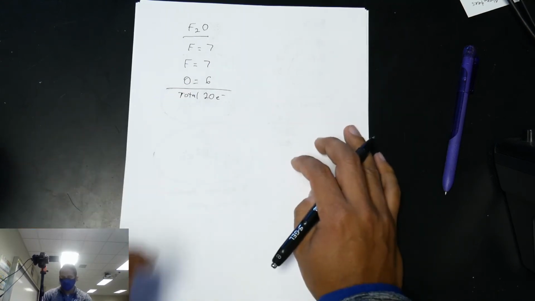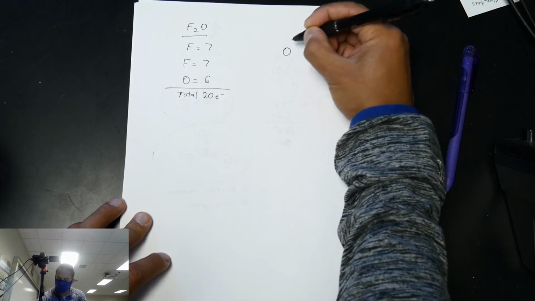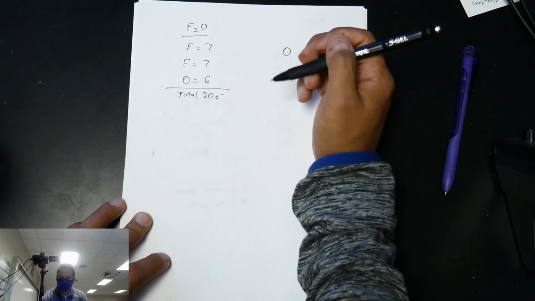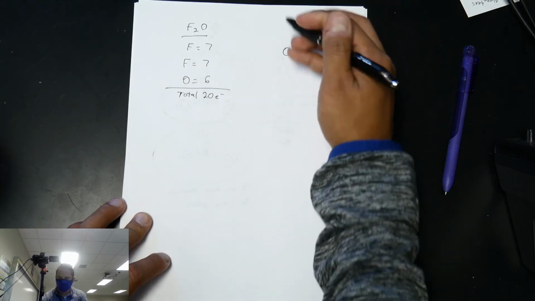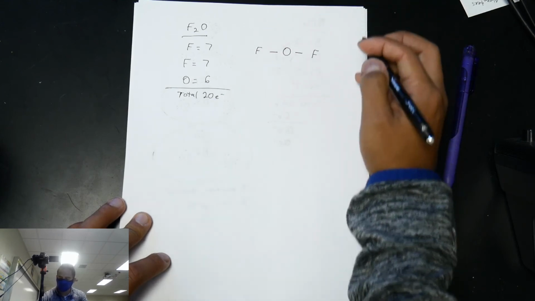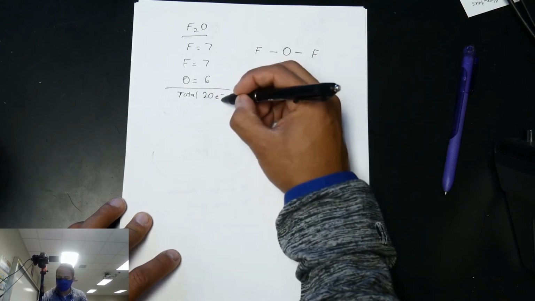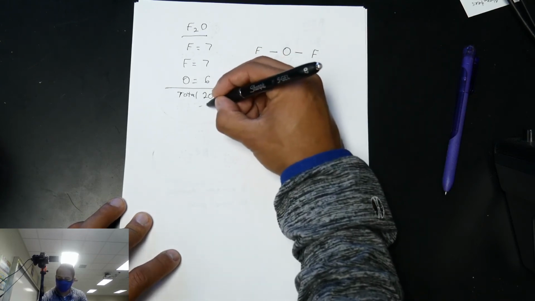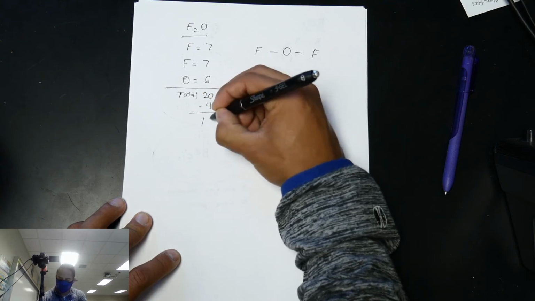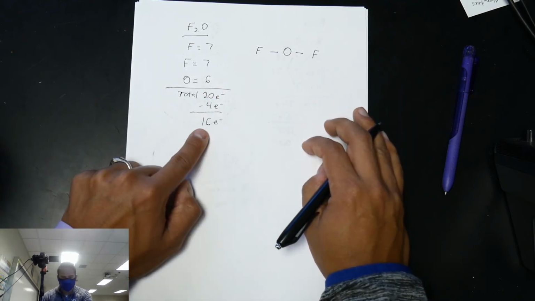All right, now for this one, again, we need to draw our molecule. The oxygen is going to go in the middle because it has the least number of valence electrons, or it's furthest to the left on the periodic table. So we'll put the oxygen in the middle. We'll put our 2 fluorines around it, and we'll connect them up with single bonds like this. So of our 20 electrons, so far we've used 4 to make these single bonds. Okay, so that means we have 16 electrons left. And then from here, we're going to put these as lone pairs.